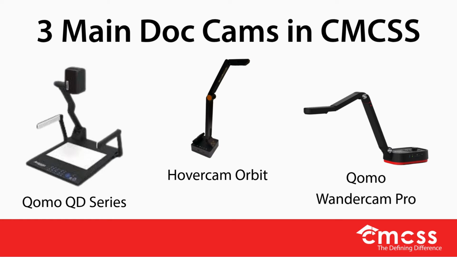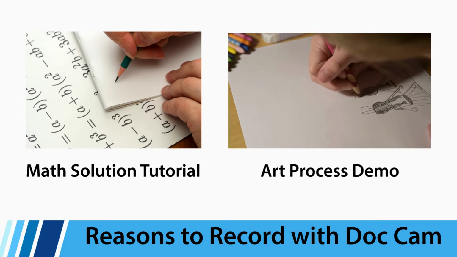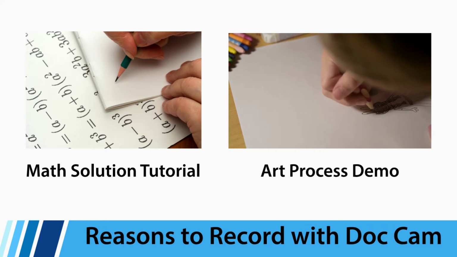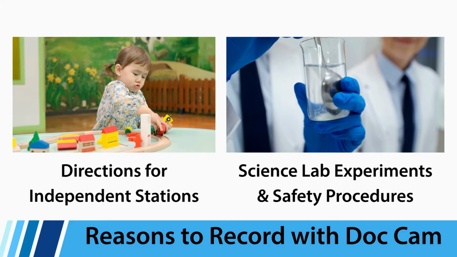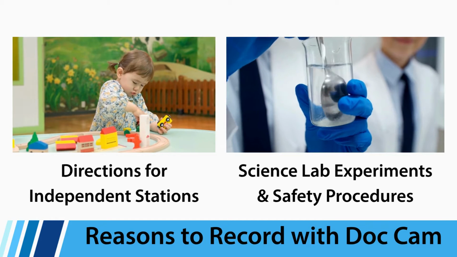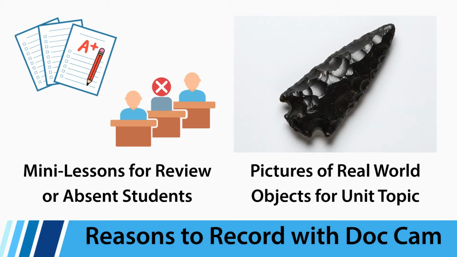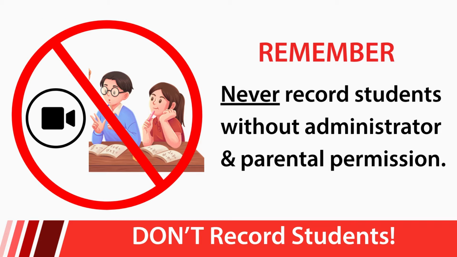All right, so first things first, let's look at some examples of what I might want to record, like solutions to a math problem or steps in an art process. I could model how to use a learning station in my classroom or record a science experiment for later review. I could record mini lessons for using with absent students or for review before test time. In addition, I could take pictures of real world objects that are part of a unit that I want to include. There's only really ever one main don't.